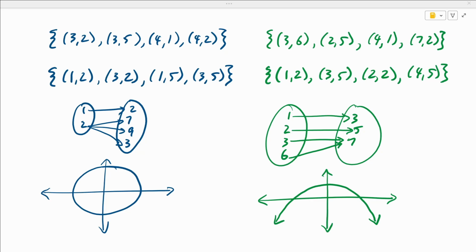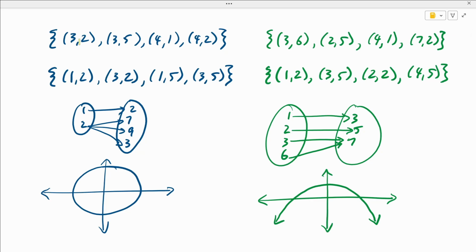The key distinction is that on the right, every single element of the domain maps to a single element of the range. Whereas on the left, each of those relations has at least one element of the domain that maps to more than one element of the range. Let's take a look relation by relation.